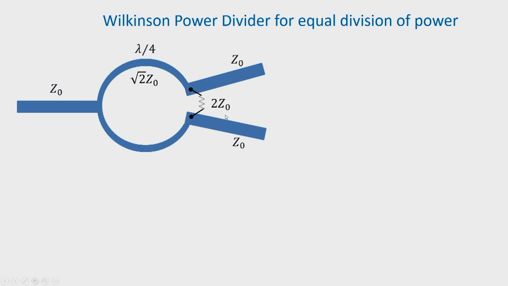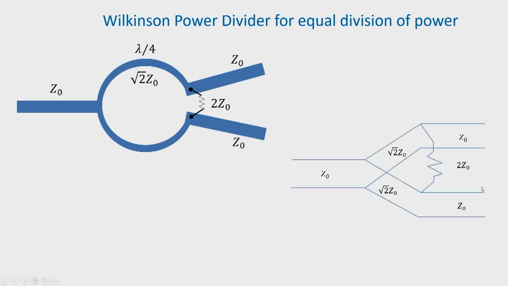We are showing here only two output ports, and this is another version with transmission line sections. So, once again we see that a resistance of 2 Z0 is connected here, and we have three ports all having characteristic impedance Z0, and we have this lambda by 4 sections having root 2 Z0 as the characteristic impedance.